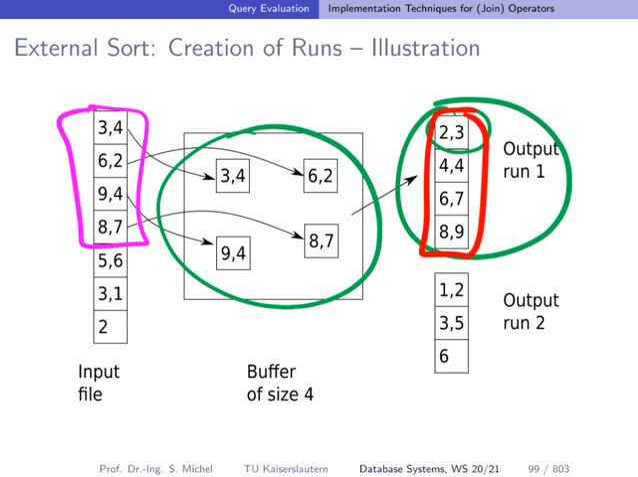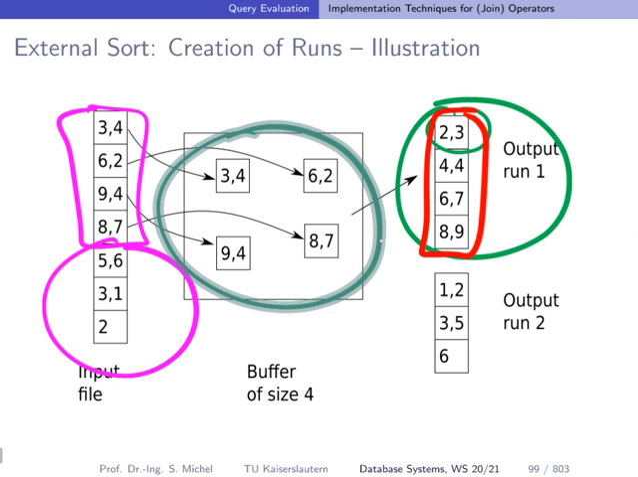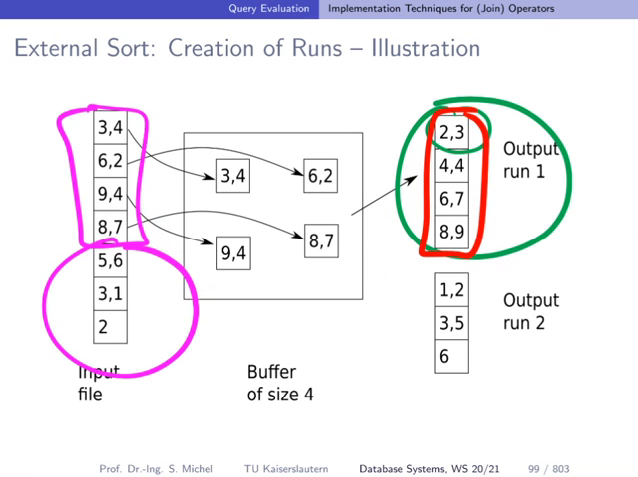But we're not done yet, because we still have to read more from the unsorted file. Here we read 3 more blocks, the blocks that contain 5, 6, and 3, 1, and 2.